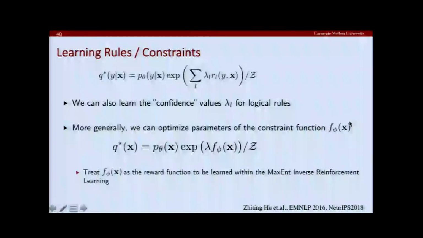It turns out that as you are training these models, you can actually learn the value of these constraints or the value of these confidences. So you can shut down some rules if they're not supported by the data. And in general, you can optimize the parameters of the constraint function. You can have a function that has certain things that are predefined and certain things that you can learn. How we actually update these parameters is a little bit tricky. What we do is borrow some connections from reinforcement learning. We treat this function f as the reward function that we're learning within something called maximum entropy inverse reinforcement learning problems. So there's a way for us to figure out what these parameters should be.